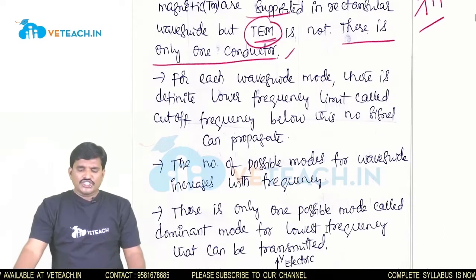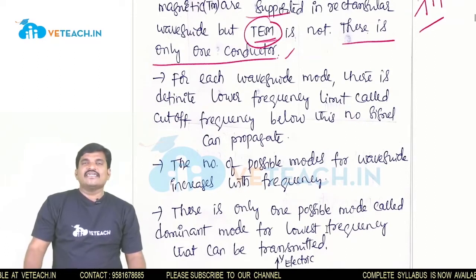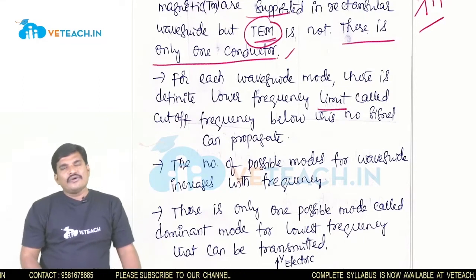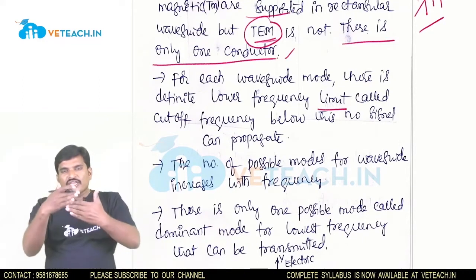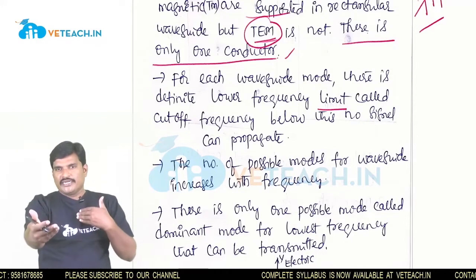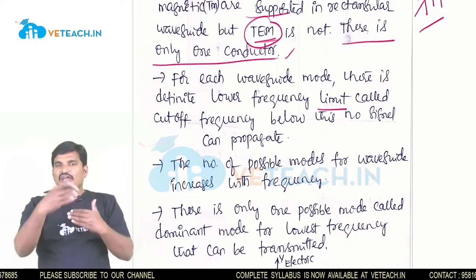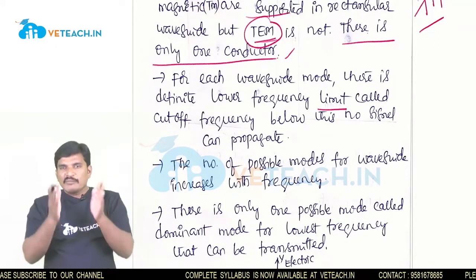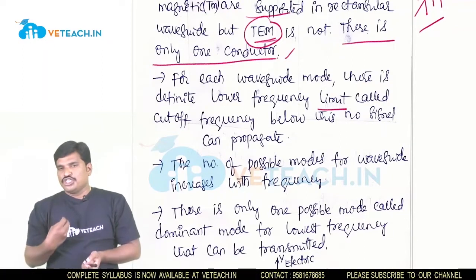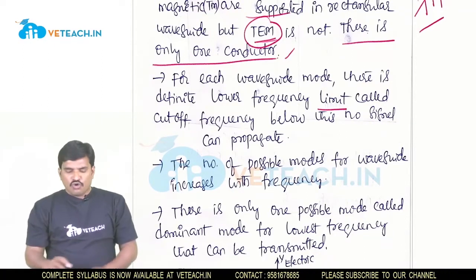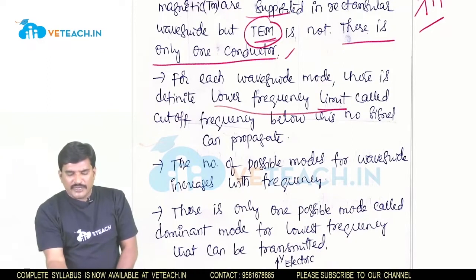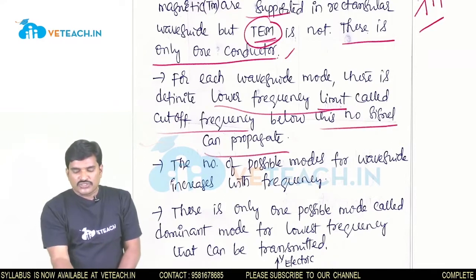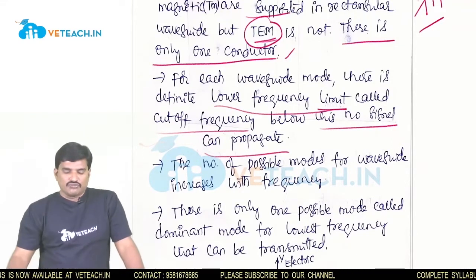For each waveguide mode, there is a definite lower frequency limit. So what is that? Below this lower frequency limit, energy is not propagated. Above that value, it allows that EM energy. So what is the limit for accepting electromagnetic energy? That lower frequency limit is called the cutoff frequency. Below the cutoff frequency, no signal can propagate. So that is what I mentioned to you.